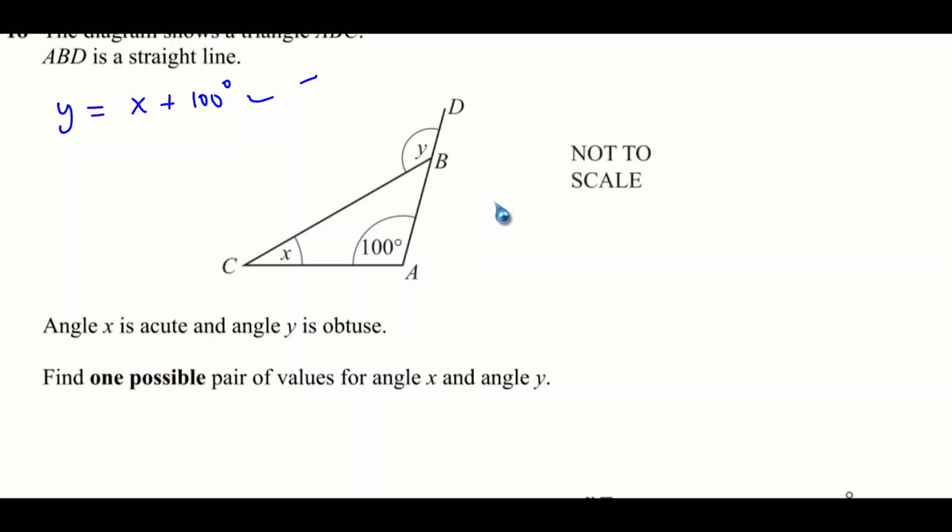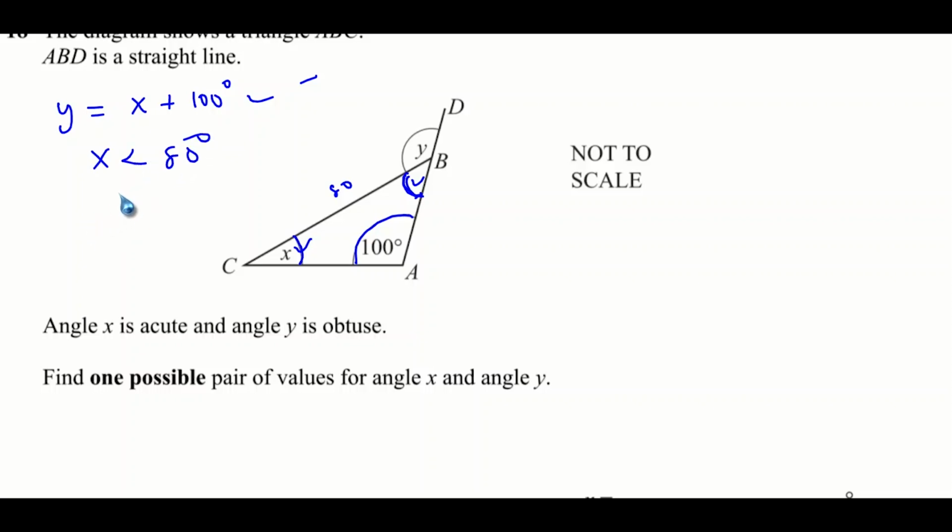We know that the sum of angles in triangle ABC is 180 degrees. So if this angle is 100 degrees, that means angle X and this other angle need to share the remaining 80 degrees. Of course, this angle will be less than 80 degrees because it cannot be 80 degrees. So angle X and this angle have to share the remaining 80 degrees. That means we can say X is less than 80 degrees.